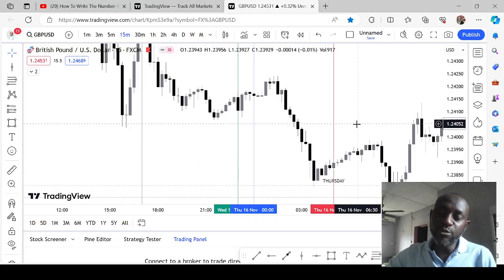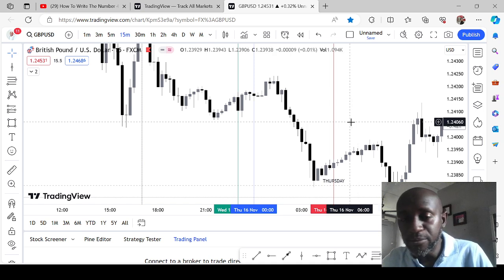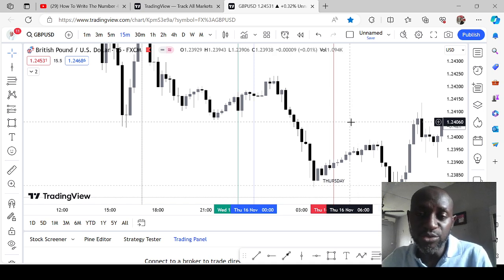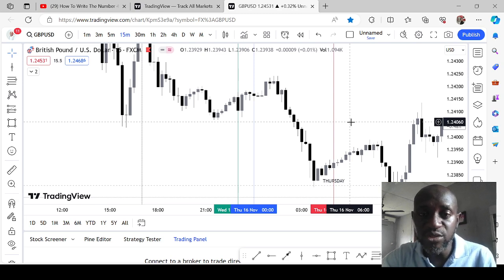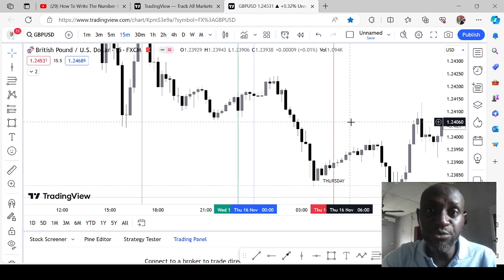Okay, good day everybody. I just want to do some, how you can trade liquidity. And I want you to understand that liquidity is when price moves to clear previous high and previous low. That is just what you need to know about liquidity. And price actually moves from one liquidity to another liquidity.